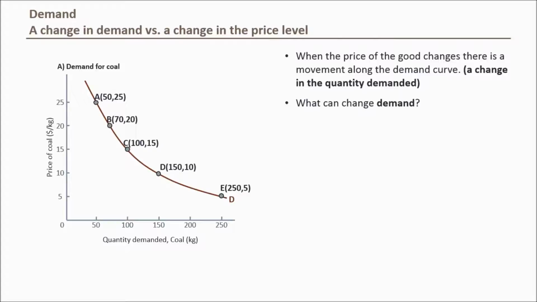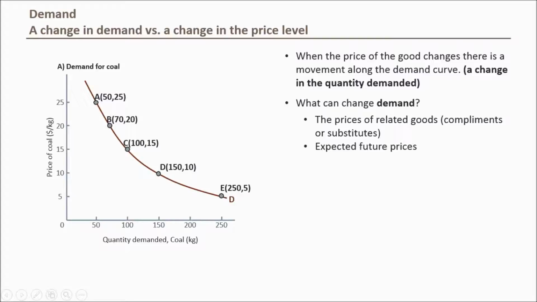Factors like the prices of related goods, complements or substitutes, for example. When the price of air travel increases, the demand for tourism services decreases, even though the price of staying at hotels or eating at restaurants might not change. Or expectations of future prices. When the price of petrol is about to increase, everyone tries to fill up their cars before the price increase. So the current price of petrol has not changed, but all of a sudden there is a massive increase in demand for petrol.